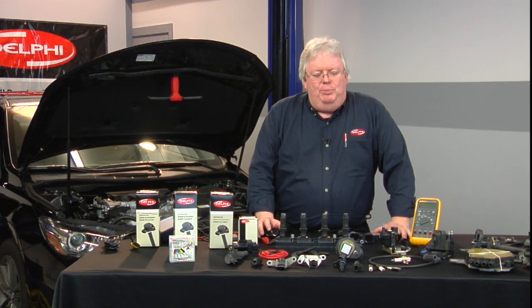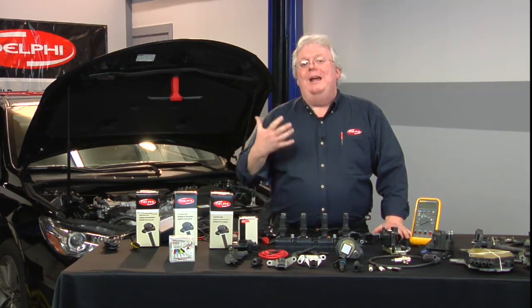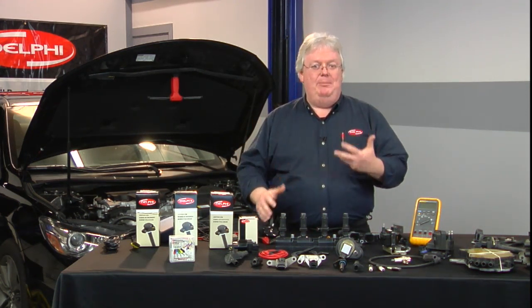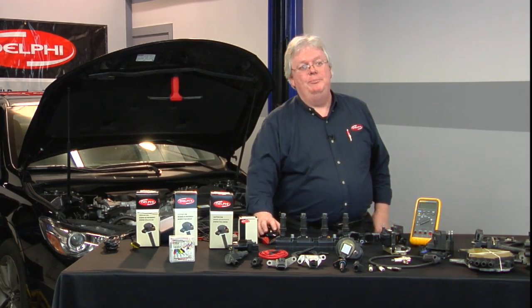Now on General Motors products, that 4th wire is usually a reference low, a backup ground, a computer ground. So it's not a signal wire, an ignition feedback wire, it's just another ground. If that's bad, it can actually on some models make its own ground through a power ground or a chassis ground, depending on the particular application in the particular coil-on-plug module.